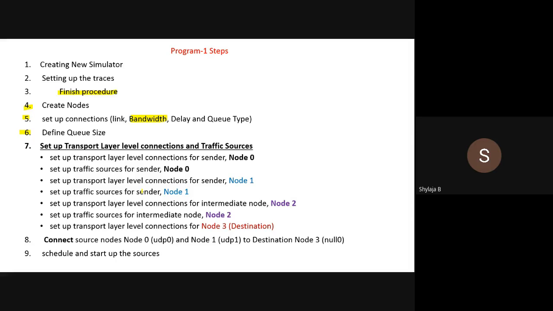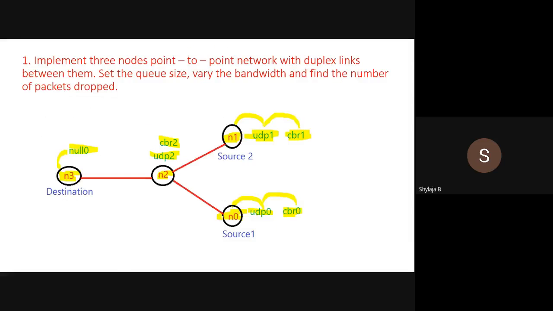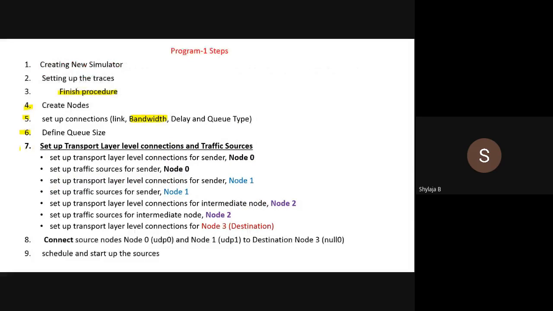Next, define queue size. Here basically we will be having two queues or two buffers. From node 0 to node 2, for this connection, we have one buffer, and from node 1, N1 to N2, for this connection, we have one more buffer. So two buffers are there. The maximum size we can define. That is the sixth step. Next, the seventh step is to create the transport layer connections and traffic sources.